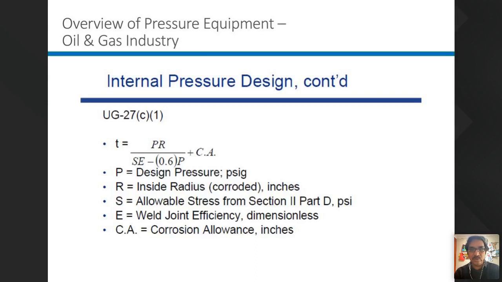That basically boils down to your hoop stress. Hoop stress is PD by 2T, which is PR, so PR by SE. Everything is designed based on hoop stress, but if you just do the hoop stress, that ended up in so many explosions in history. So ASME has put a lot of conservative design guidelines, and they have come up with a lot of correction factors, and the equation expanded to PR by SE minus 0.6P. I just want to share how the ASME code calculates internal pressure. You don't dwell much on that.